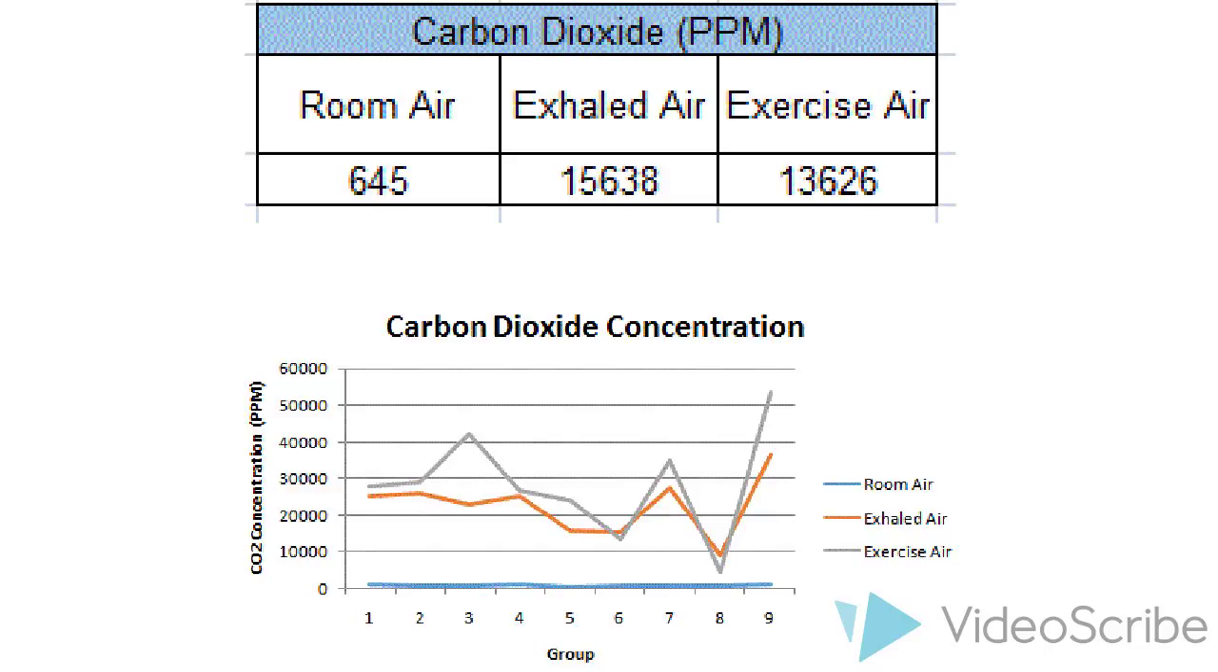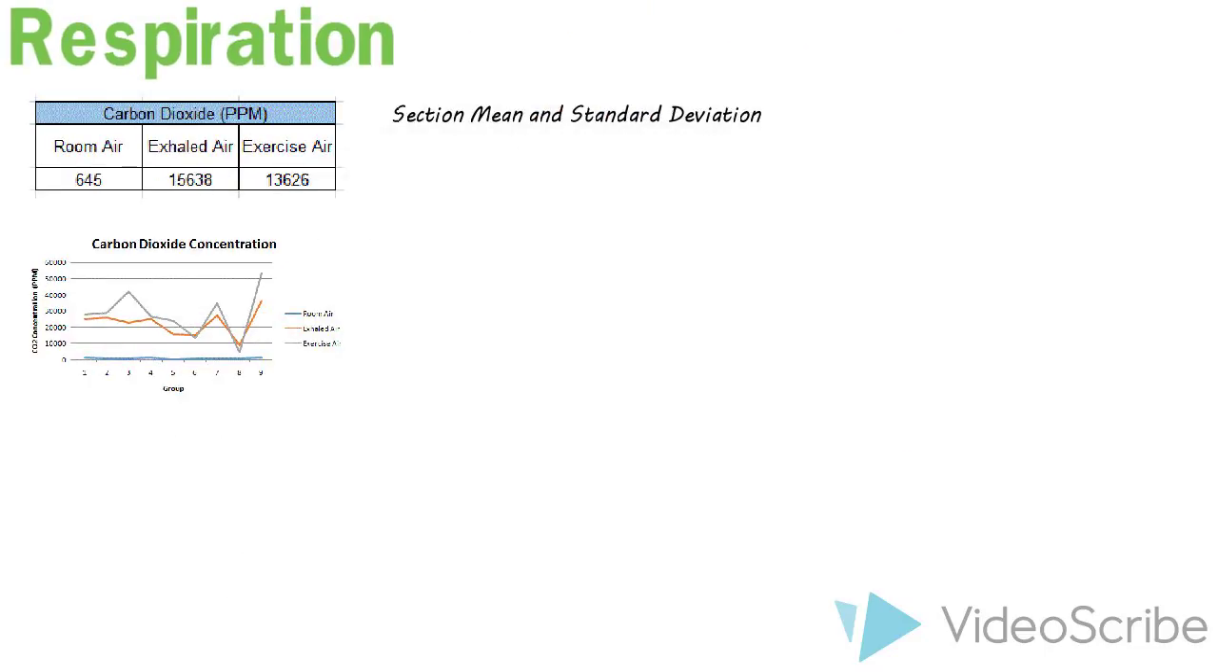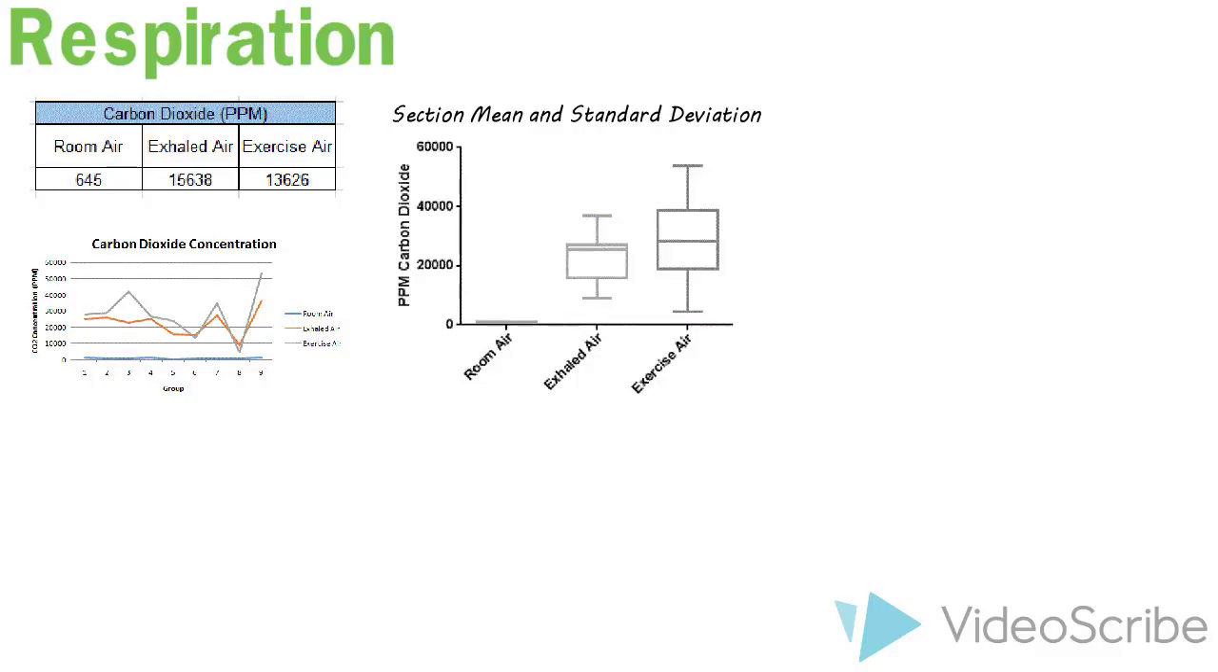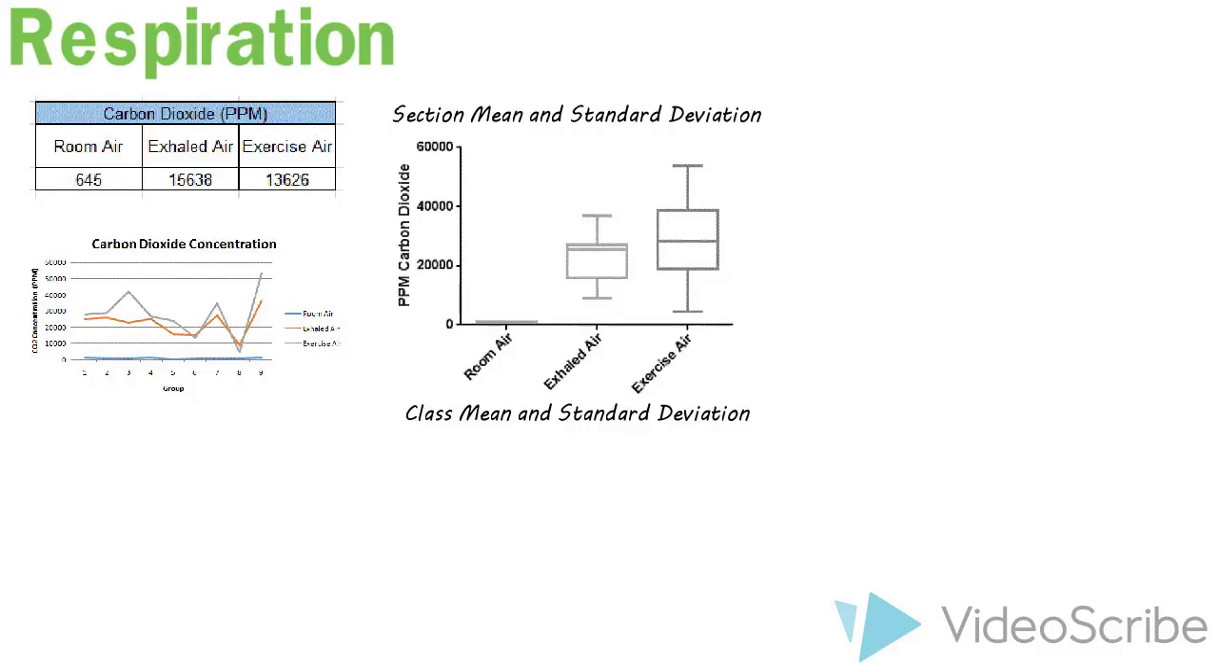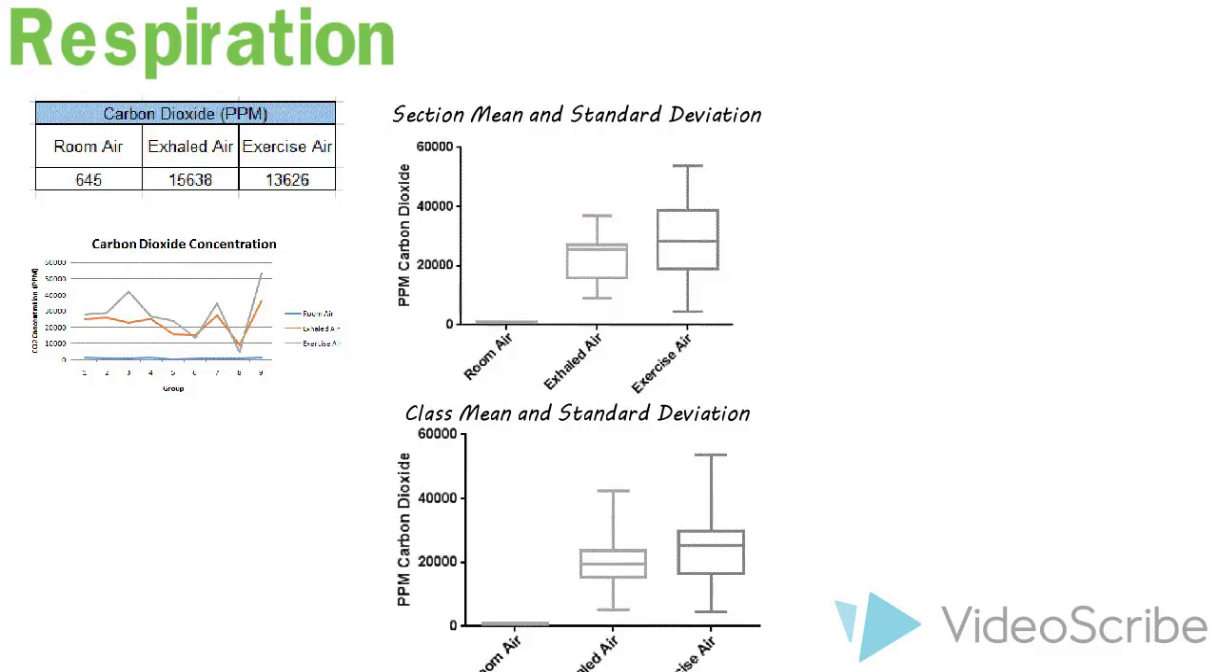This was not consistent with our hypothesis. Our individual group data did not match, but the class data and averages aligned with our hypotheses. We believe this may have been a result of human error, as carbon dioxide may have escaped the bottle when inserting the sensor. As seen in the section mean and class mean and standard deviations, these are fairly consistent, and carbon dioxide is higher in exhaled exercise air.